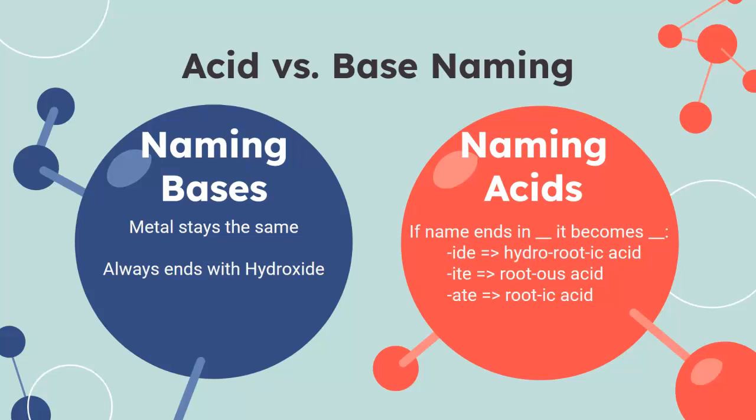So for example, if it should have ended in sulfide to name the acid, then you take hydro, insert the root, ic, acid. So for example, sulfide would become hydrosulfic acid. If it should have ended in ite, so sulfite, then you plug in the root, us, acid. So sulfus acid. If it should have ended in ate, then you take the root, you end it with ic, acid. So sulfate would become sulfic acid.